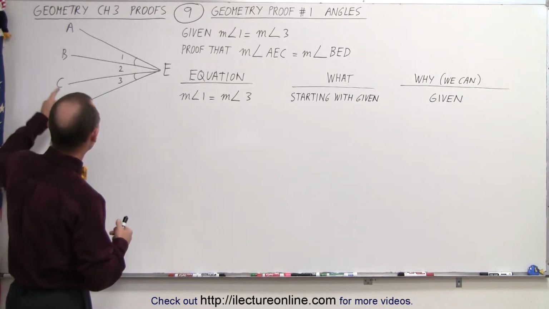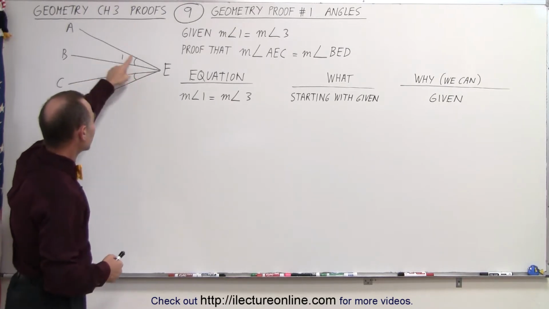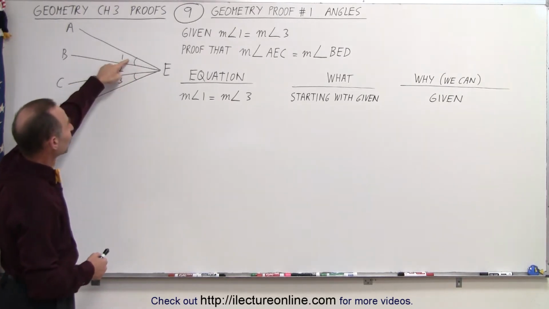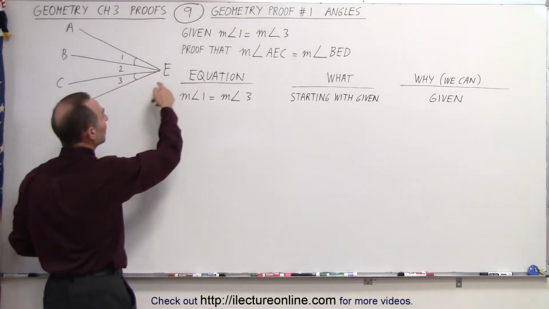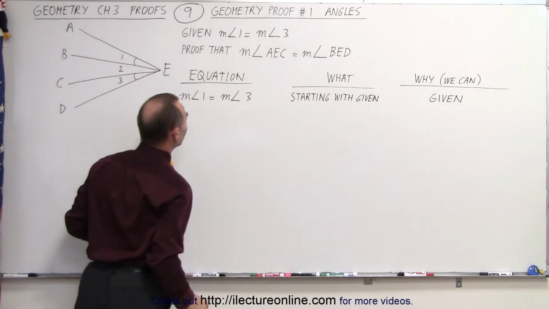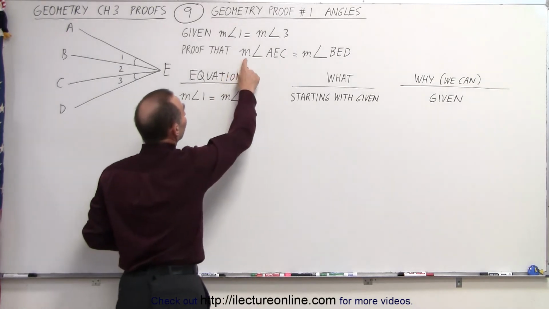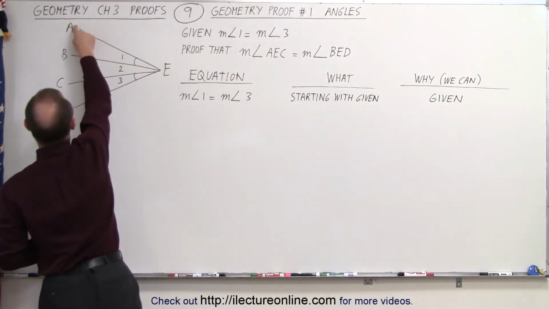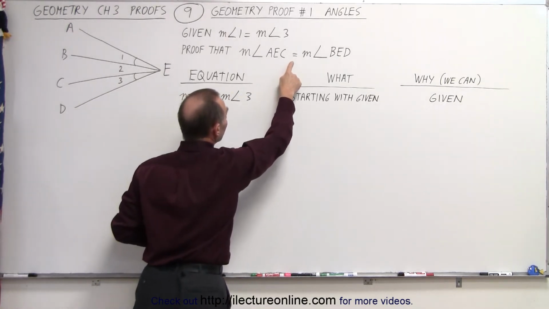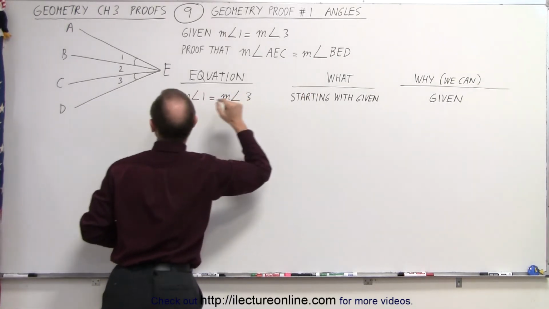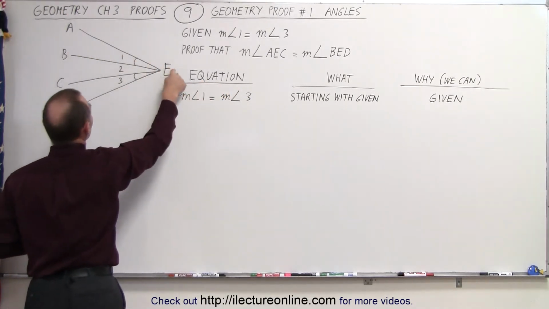So here we have a set of angles. We have angle 1, angle 2, and angle 3. From the diagram, we can tell that the measure of angle 1 is equal to the measure of angle 3, and we can say that that is a given from the diagram. And we're supposed to prove that the measure of angle AEC, from A to E to C, is equal in measure to the measure of angle BED, not length but measure, of course. The measure of BED is from here to there to there.